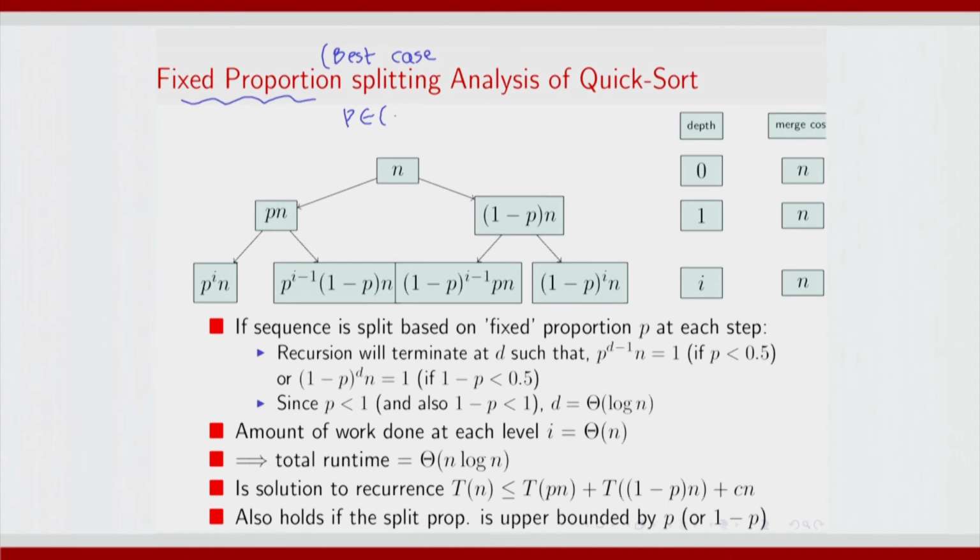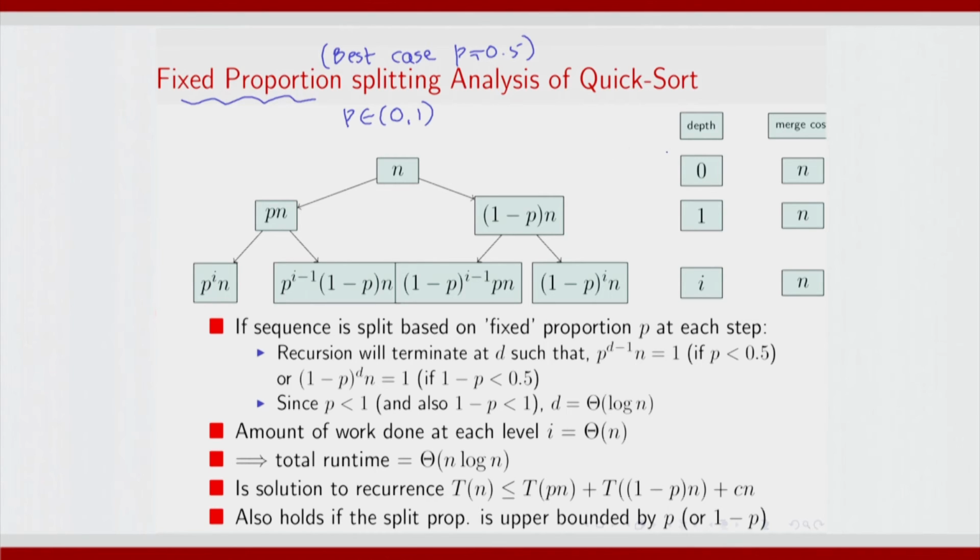between 0 and 1. At the next level again there will be a split, p squared n and p into 1 minus p n, and so on, until you reach p raised to i n, p raised to i minus 1 into 1 minus p n. The best case would actually correspond to the merge sort algorithm where p is 0.5, where at every level the array gets split into two subarrays of equal length.